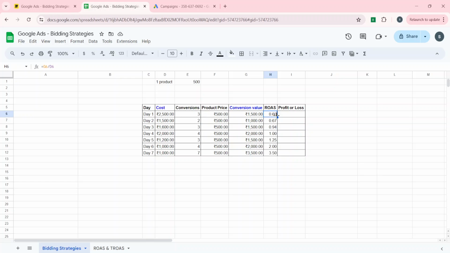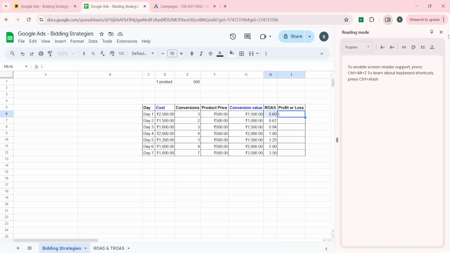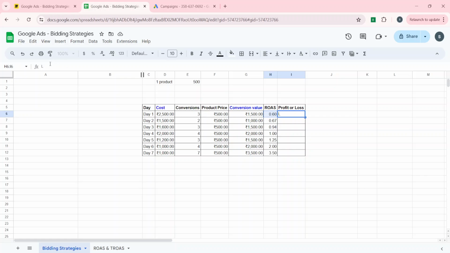Here please tell me whether we are in profit or loss. We are in loss, right? Here we are in loss. ROAS can be represented either in percentage form or in the number of times.